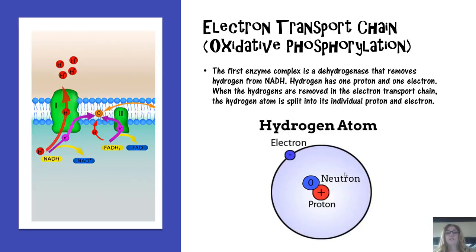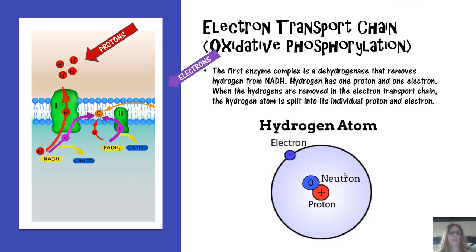Okay. All right, so let's go a little bit deeper again into the electron transport chain. Layer by layer, going a little bit deeper. So the electron transport chain again. The first complex here, the first enzyme complex, is a dehydrogenase. This dehydrogenase functions to remove hydrogen from NADH. Now, hydrogen has one proton and one electron. So when hydrogens are removed in the electron transport chain, the hydrogen atom is split into its individual proton and electron.